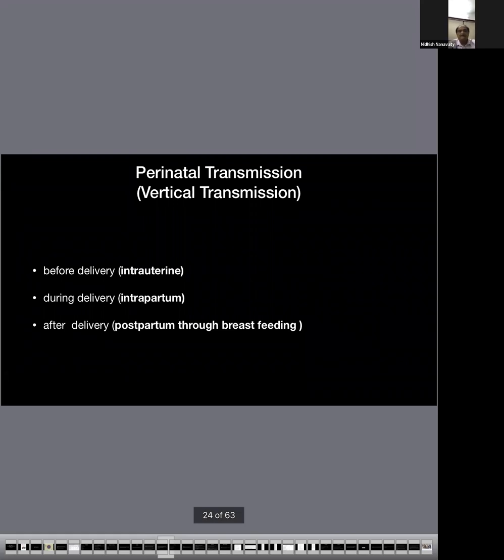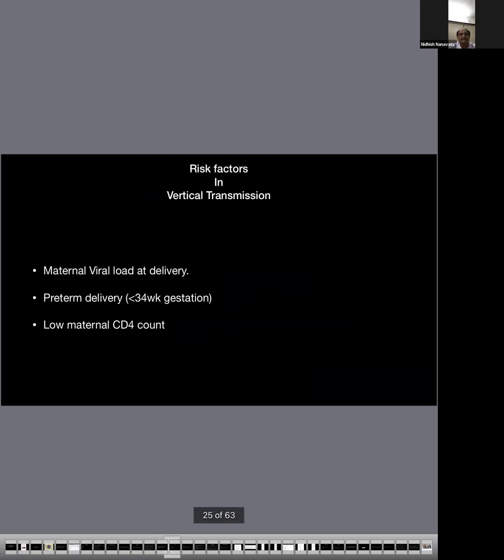Now, a few points about perinatal transmission. Perinatal transmission can occur at three places. Either it is intrauterine, intrapartum, or postpartum through breastfeeding. The main risk factors are maternal viral load at delivery, the gestational age of the baby, and the CD4 count of the mother.